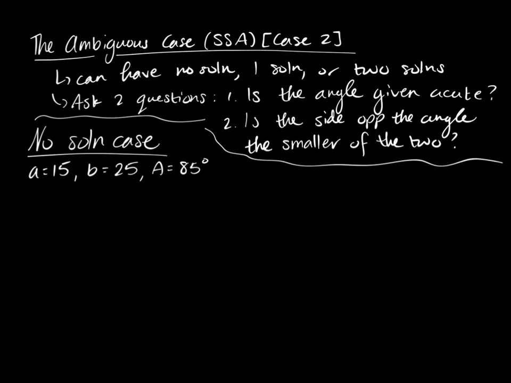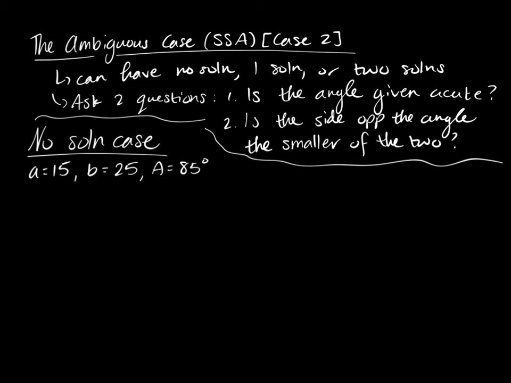once you get the pieces of your triangle they give you at the beginning. First question, is the angle given acute? If the answer is no, then you have one solution. Second question, is the side opposite the angle the smaller of the two? If the answer is no, then you only have one solution. If the answer is yes, then you could have no solutions or two solutions. But it has to be yes to both questions 1 and 2 in order to have two solutions.